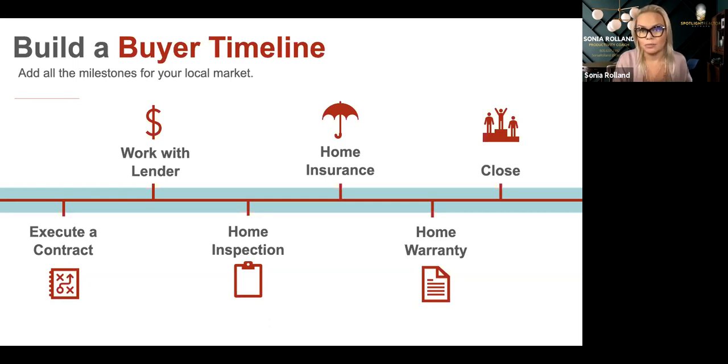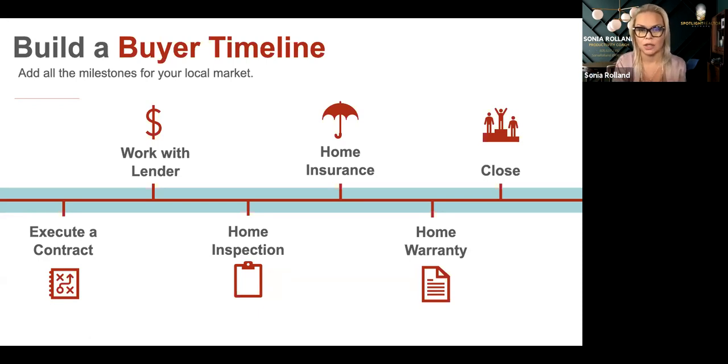Whatever step you're at, if you write the offer, you want to tell them, okay, if we write this offer now and they accept on Friday, then we have 3 days to put the earnest money into the escrow account. Where is the money? Is it ready to go? So you always want to tell them the next thing. You just need to know your market timeline.